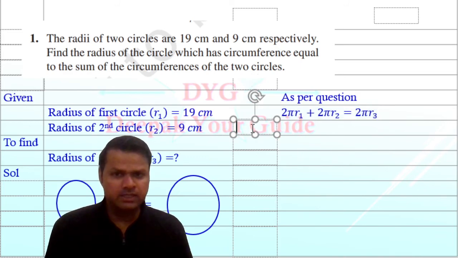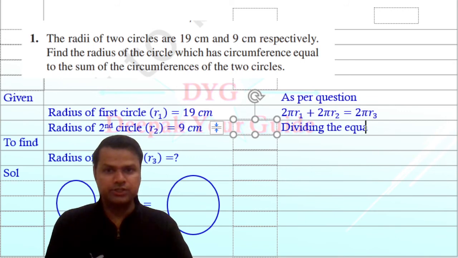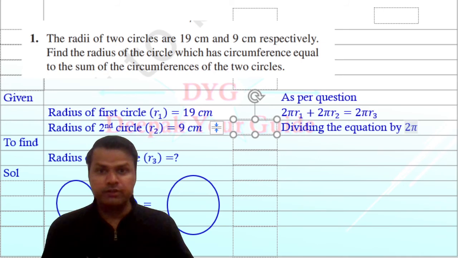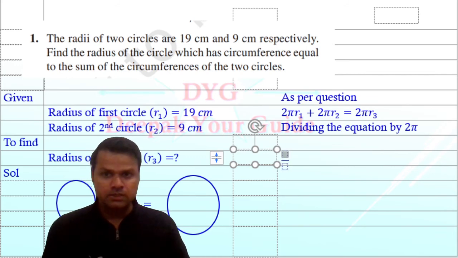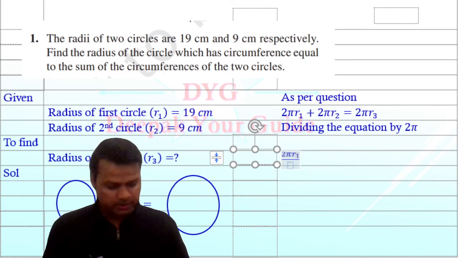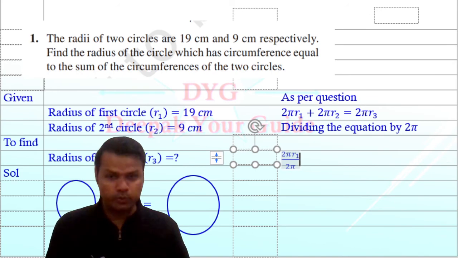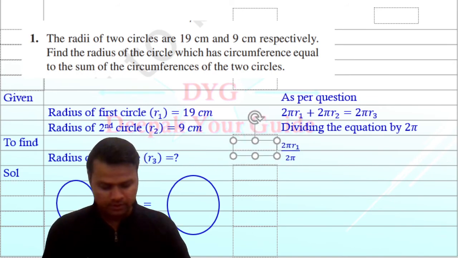So how can we solve it? See, it's simple. Can you see that I can take 2 pi common, or we can say divide the equation by 2 pi. If I divide the equation by 2 pi, see what will happen. 2 pi will be cancelled from here. So what we are doing: this is 2 pi r1 divided by 2 pi, because we are dividing the complete equation by 2 pi. This is what you should remember, how we are dividing it.